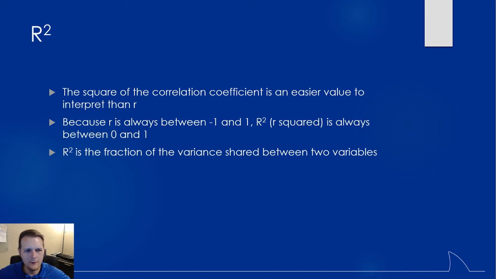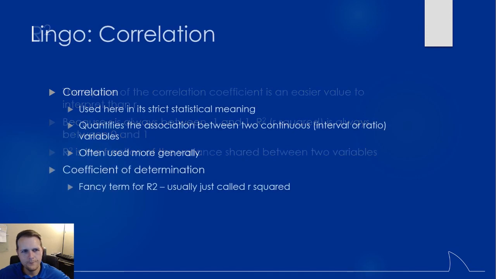And this is basically going to be the fraction of the variance that is shared between the two variables there. And so again, the higher your R value is, obviously the higher your R square is going to be, as we'll see in another section.